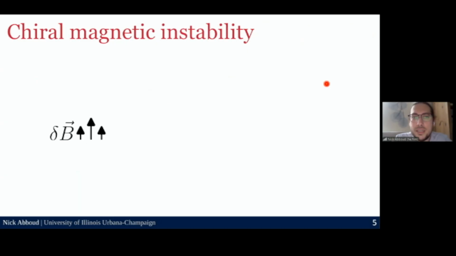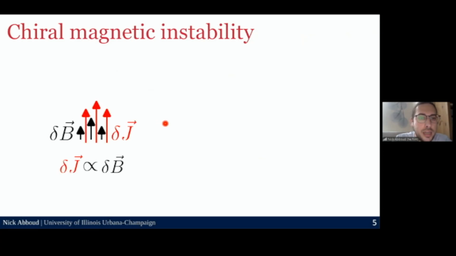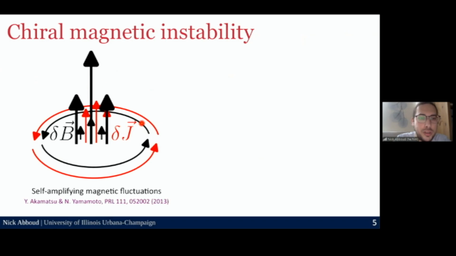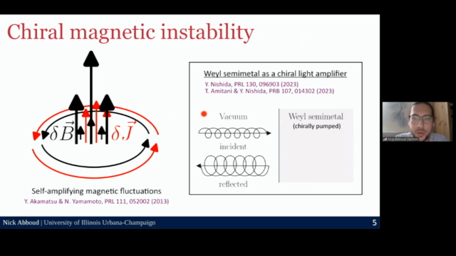So one way that it could show up is as an instability. I want to illustrate that with this animation over here. Let's imagine that there's some magnetic fluctuation somewhere, which there always will be. Then this induces a current by the chiral magnetic effect, which produces a circulating ring of magnetic field, which induces a ring of current that tends to amplify the initial magnetic field. And for these self-amplifying magnetic fluctuations, in the context of Weyl semimetals, there are some concrete proposals. For example, it's been proposed that it could leave a signature in the reflection coefficient of helical light from a chirally pumped steady state Weyl semimetal. But there's still room to look for genuinely transient effects in condensed matter experiment.